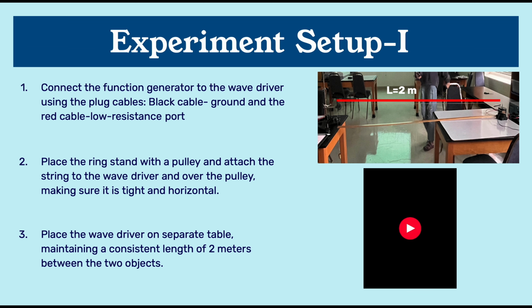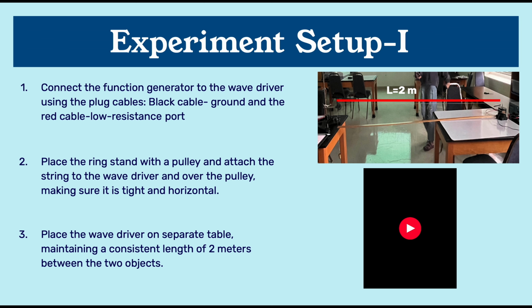In the video, the knob that we are manipulating controls the frequency, and the knob next to it to the right controls the amplitude. Regarding the right stand with the pulley, we make sure that it was tight and horizontal, because then we attach one end of a 2-meter long string over the pulley and attach the other end to the wave driver. It is important to have the wave driver and the ring stand on separate tables, maintaining a constant horizontal length of 2 meters between both objects.